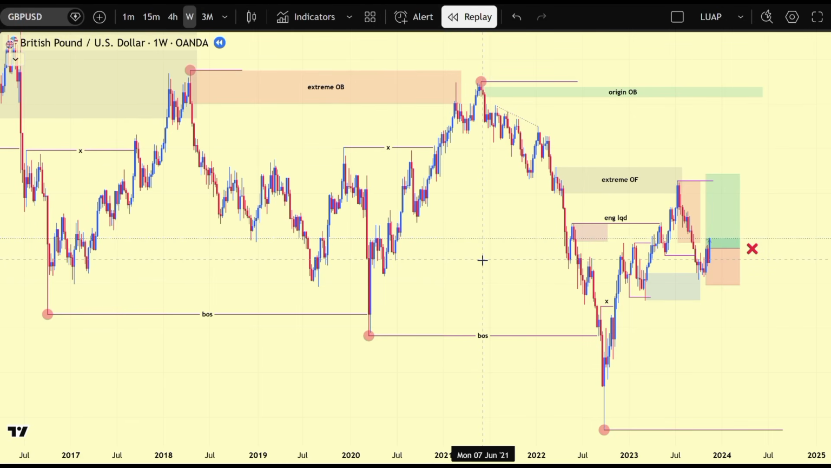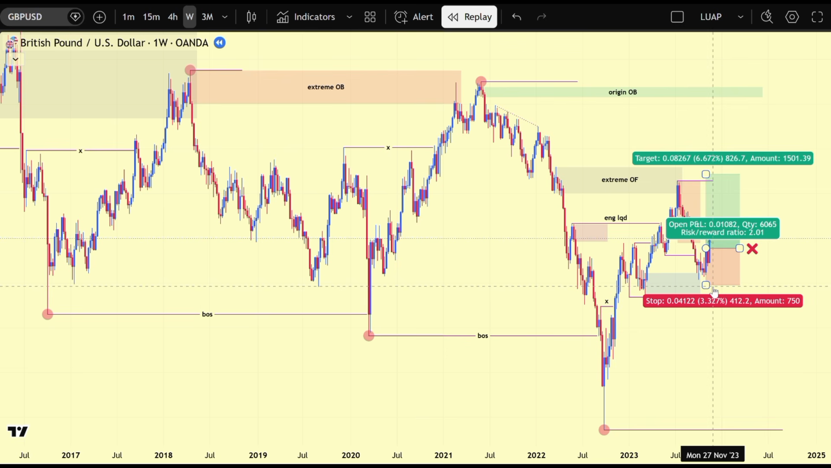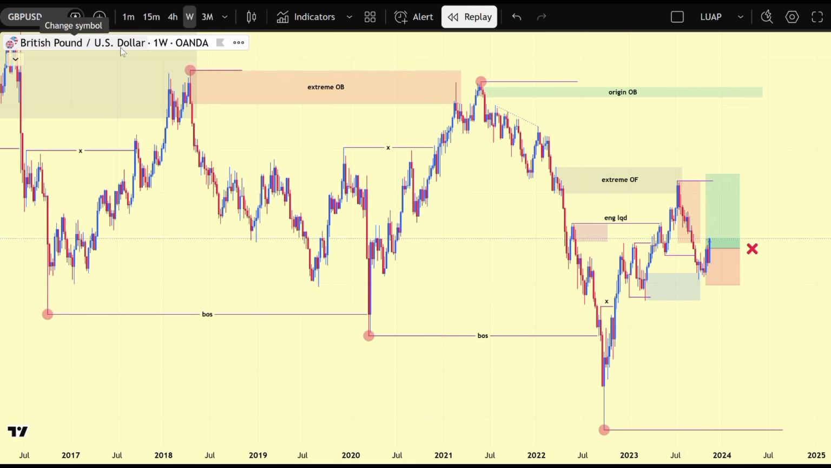Hello guys, in today's video, I'll be diving deeper into internal structure, being specific, structure inside structure. I'll be using this pair, that is British Pound US Dollar, one of the pairs I would recommend to any beginner trying to learn True SMC. And so without further ado, let's get right into the video.